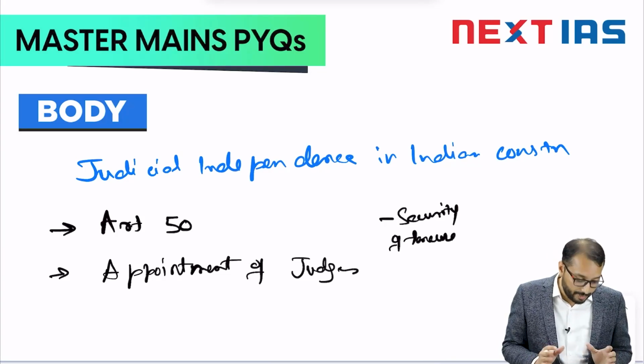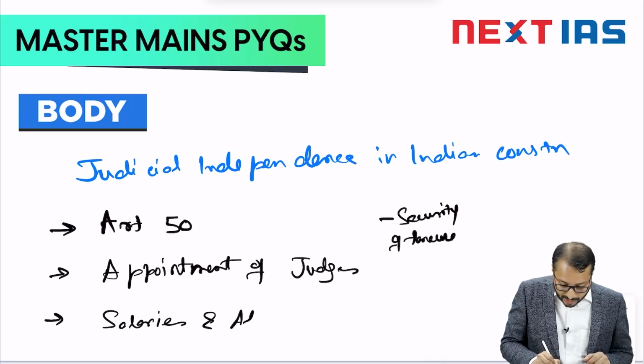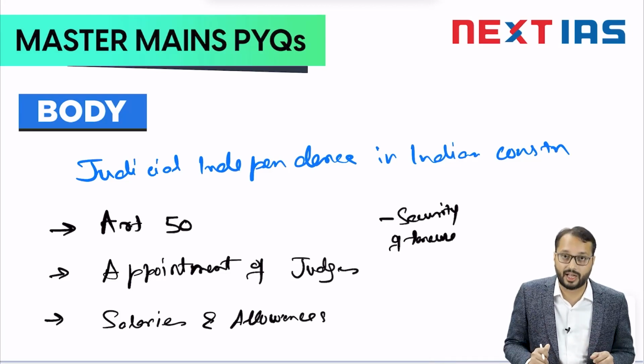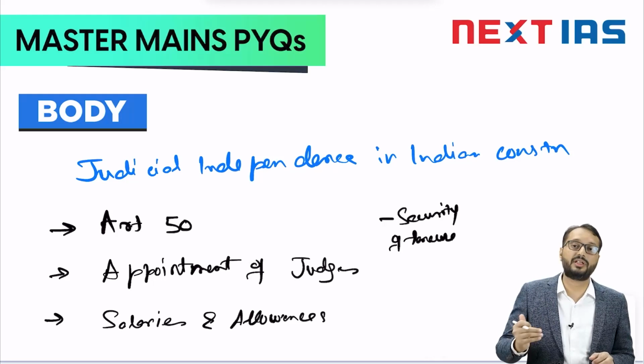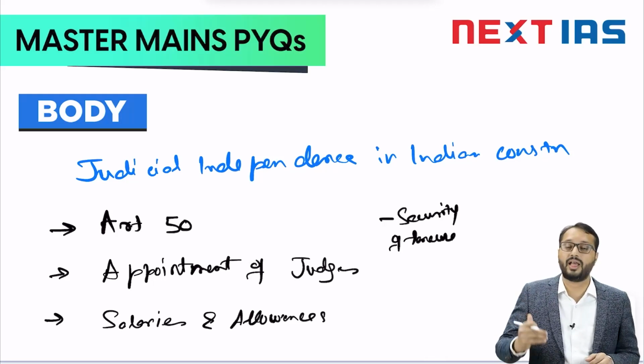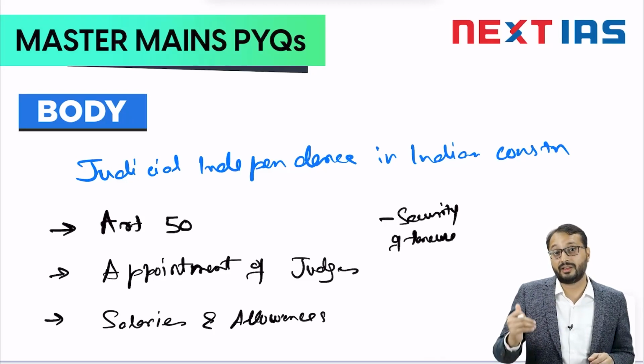Right. The third important point is the expenses charged, the salaries and allowances, the expenses of the Supreme Court, the administrative expenses, the pension, etc. They are charged on the Consolidated Fund of India, which basically means that they are not subject to parliamentary approval.